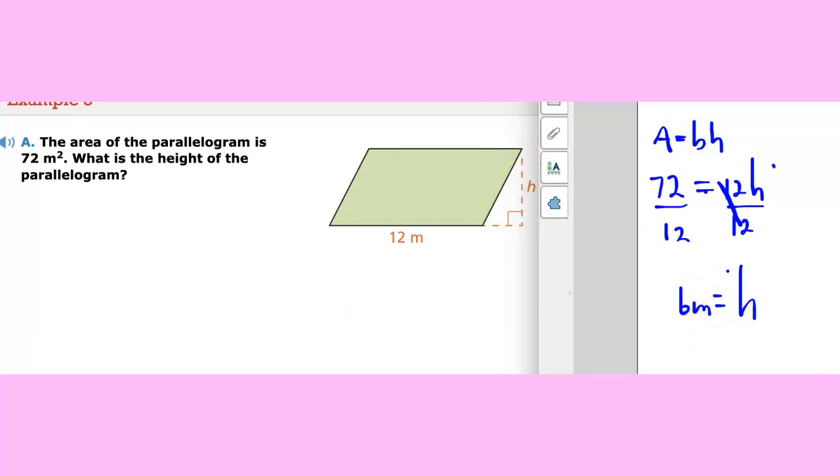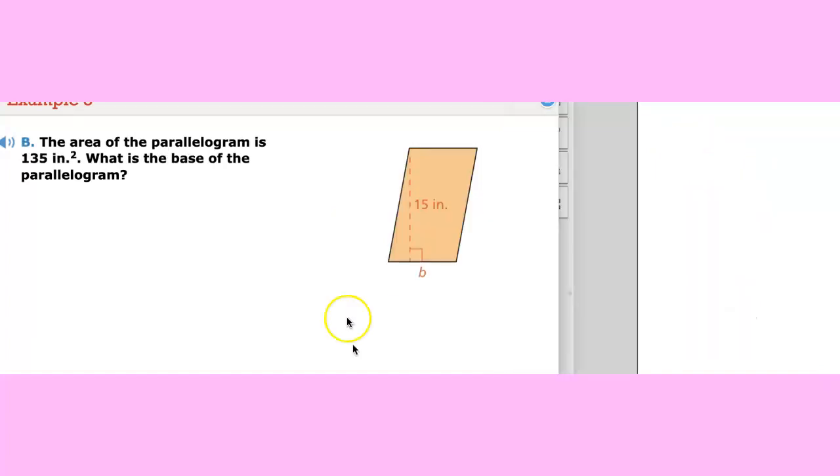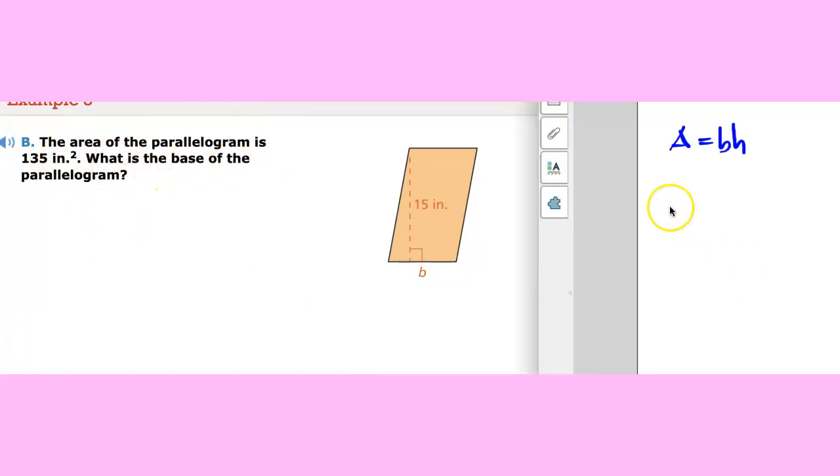Okay, let's have one more example. This is almost the same as what we had a while ago. The area of the parallelogram is 135 square inches. What is the base of the parallelogram? The formula is A equals base times height. So we substitute the value. A is 135, and we're looking for the base, but we have the height of 15. Then we divide both sides by 15 to isolate the variable b.